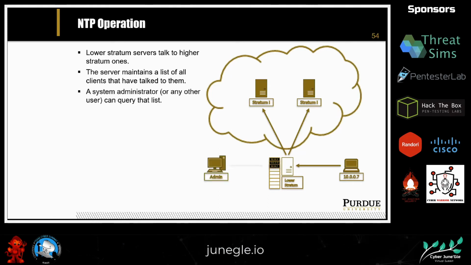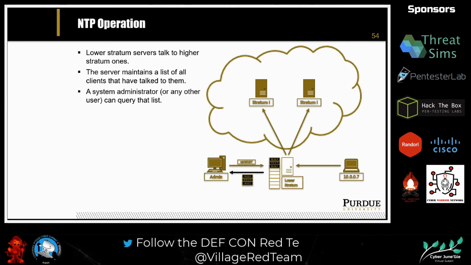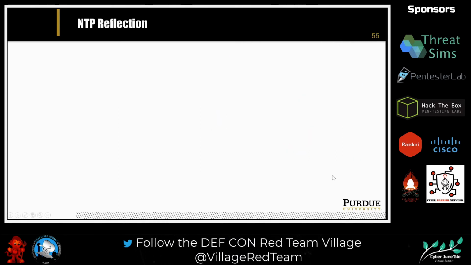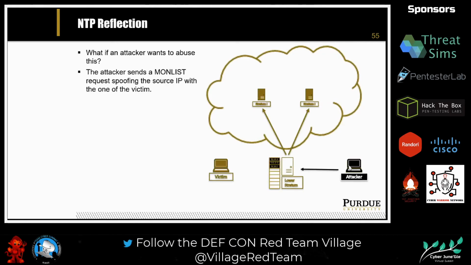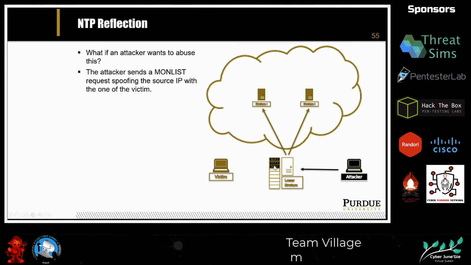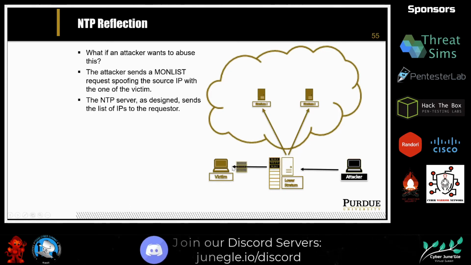Now, to make this even easier for the administrator, instead of them having to log into the machine and look through the log files, they decided to create this command, which is an extension. It's called monlist, a squawk query, but it's something else in NTP, that basically will query this list of IP addresses, and it's going to be returned to the admin. So you can see here how, if I was to be the bad guy, I can just use this information and make a request to get a list of those IP addresses and just substitute my IP address for the IP address of the victim, and then the answer is going to go to the victim.